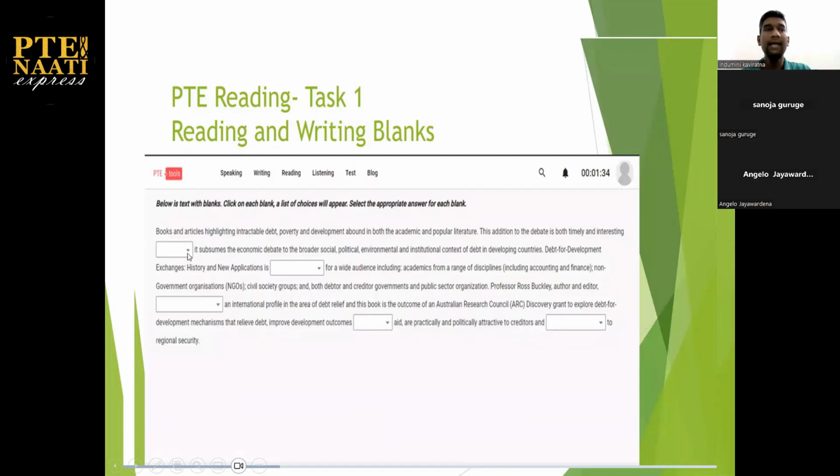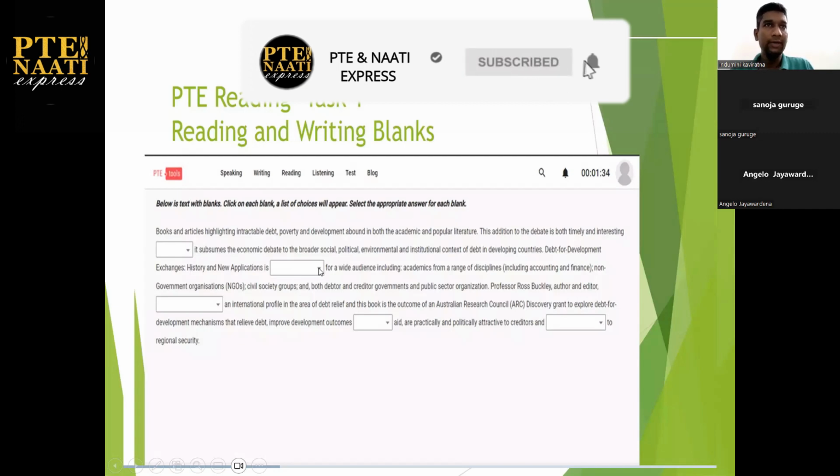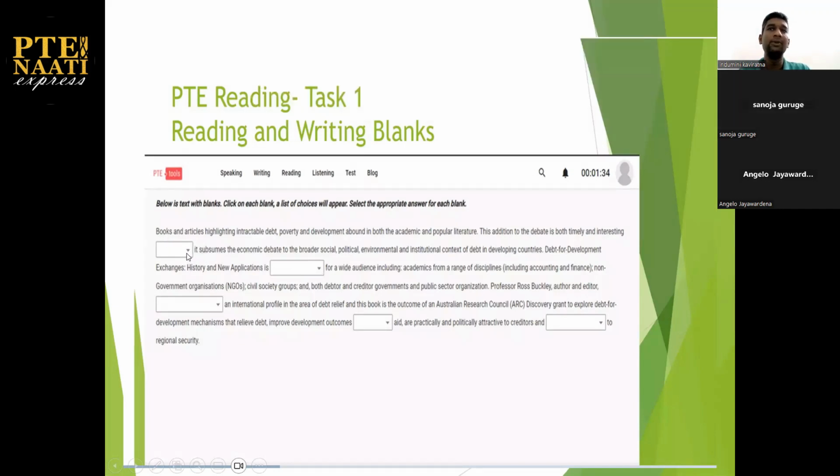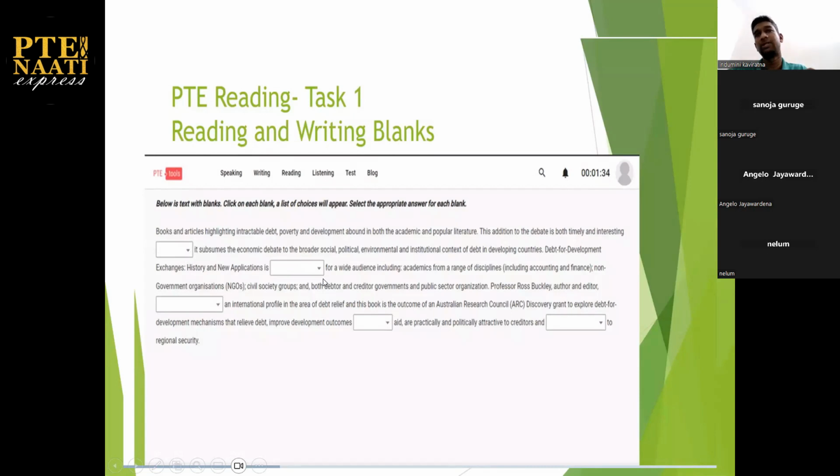So each blank contains a drop down arrow. Whenever you click this drop down arrow, there will be 4 answers, 4 options. So you need to quickly decide which is the most suitable answer. Click this drop down arrow and you need to find the most suitable answer out of these 4 options. So you need to finalize this type of question within 2 minutes or 2.5 minutes.